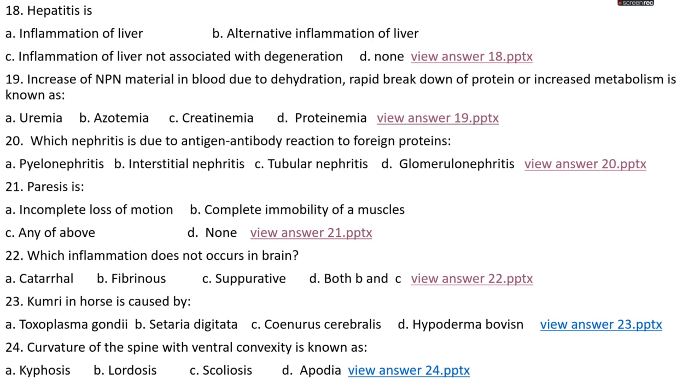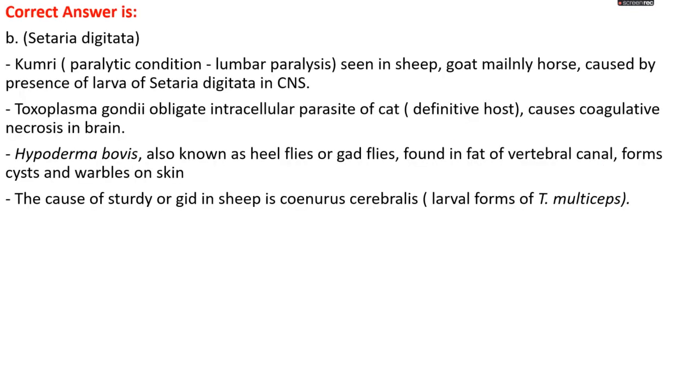Okay. Question number 23. Kumri in horse is caused by option A, Toxoplasma gondii, option B, Setaria digitata, option C, Coenurus cerebralis, option D, Hypoderma bovis. The right answer is option B, that is Setaria digitata. Kumri is characterized by a paralytic condition, a lumbar paralysis, which is mainly seen in sheep and goat, mainly in horse. It's mainly caused by the presence of larvae of Setaria digitata in the CNS.